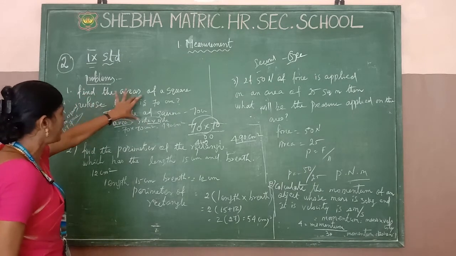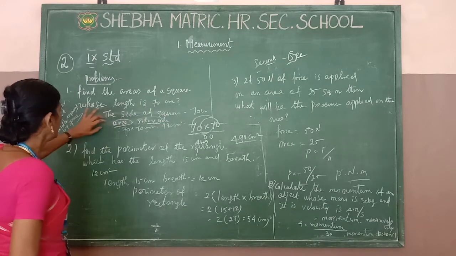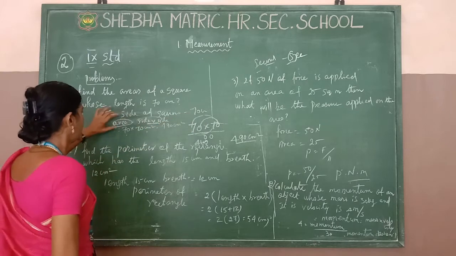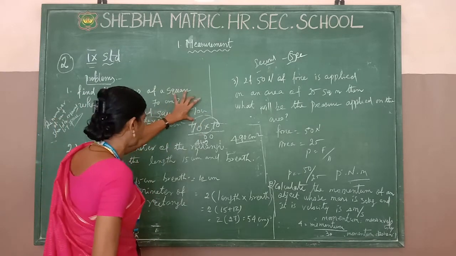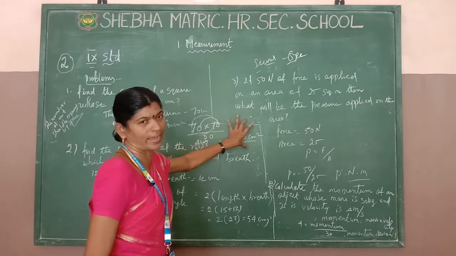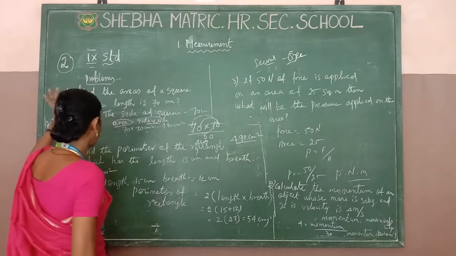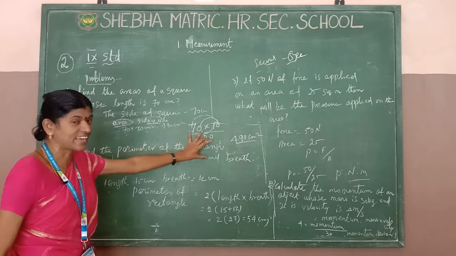Find the area of the square whose length is 70 centimeter. So the side of the square equals 70 centimeter. Area equals side into side, 70 into 70, 4900 centimeter square. Is it clear? Okay, next.